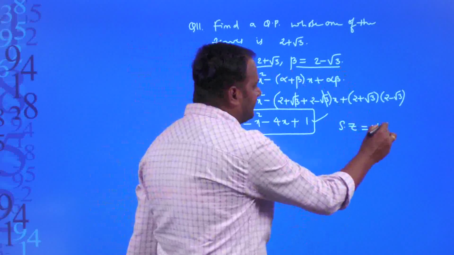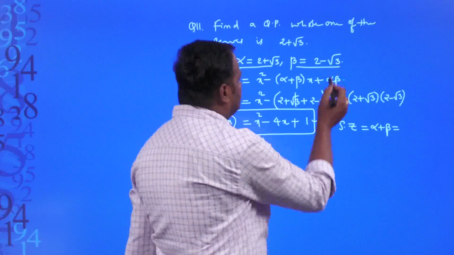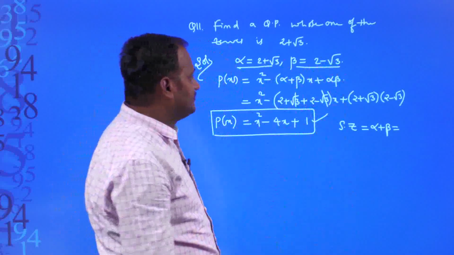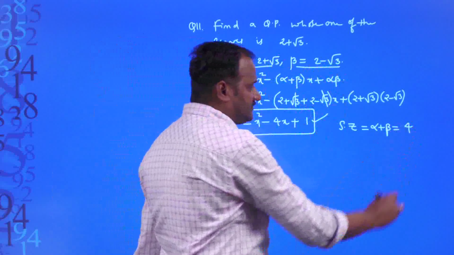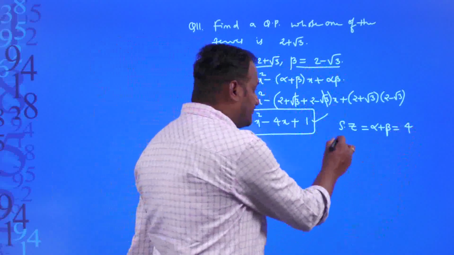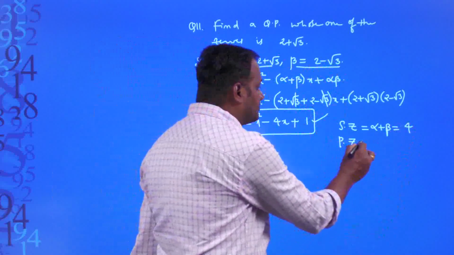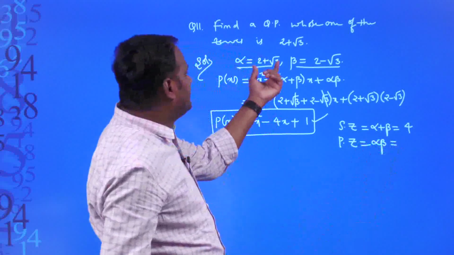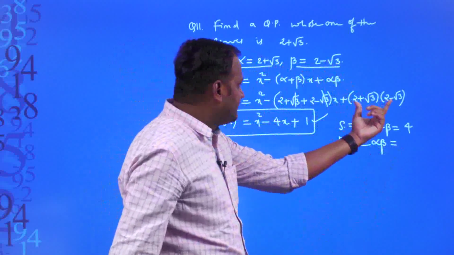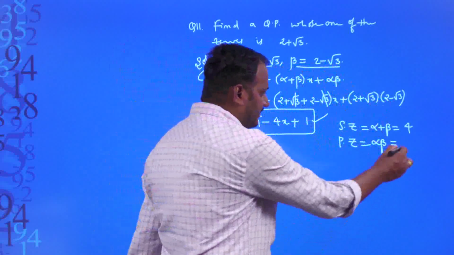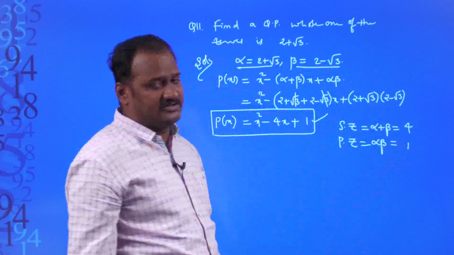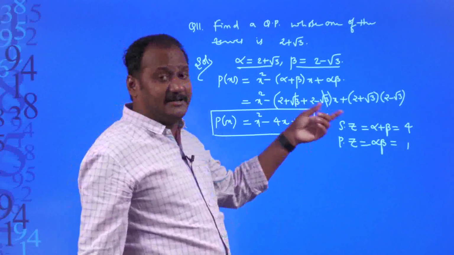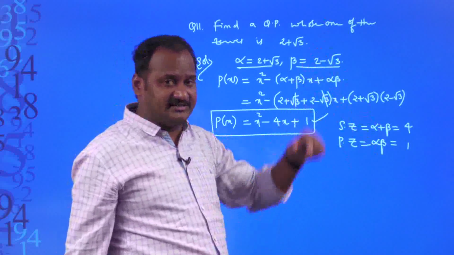If I add both of them, I will get the sum of zeros equal to 2 plus root 3 plus 2 minus root 3. Plus root 3 and minus root 3 cancel, 2 plus 2 is equal to 4. And what is the product of zeros? The product of zeros is going to be alpha into beta. Alpha into beta is 2 plus root 3 into 2 minus root 3, which is equal to 1. So this is the sum of zeros and the product of zeros. I figured them out by adding as well as multiplying the given zeros.